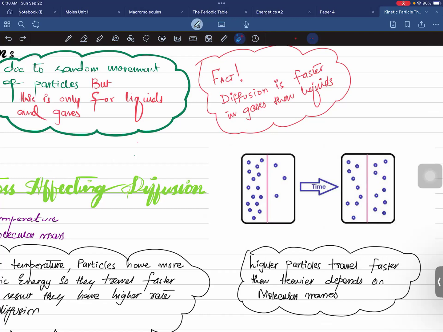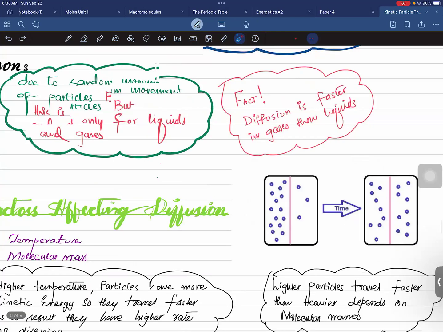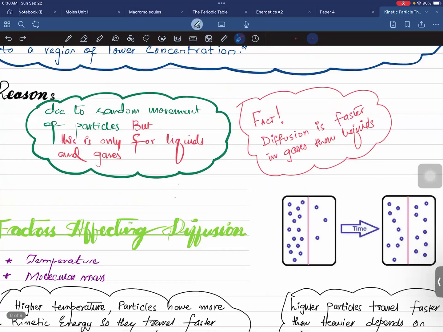So I can say that here is a lower concentration of particles. So then automatically the diffusion would start. The particles would be moving from higher concentration to the lower concentration. So this is what diffusion is.